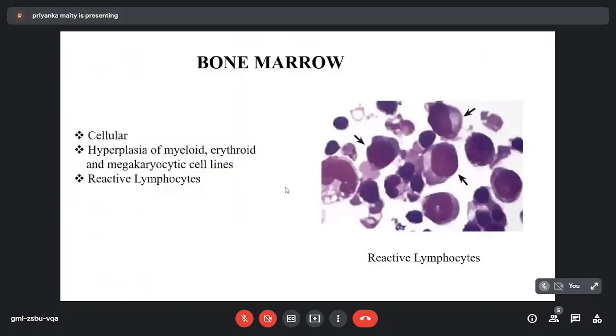Pathological changes in bone marrow. Bone marrow is cellular. There is hyperplasia of myeloid, erythroid and megakaryocytic cell lines. Reactive lymphocytes can be seen. This photomicrograph shows reactive lymphocytes in the bone marrow aspirate.